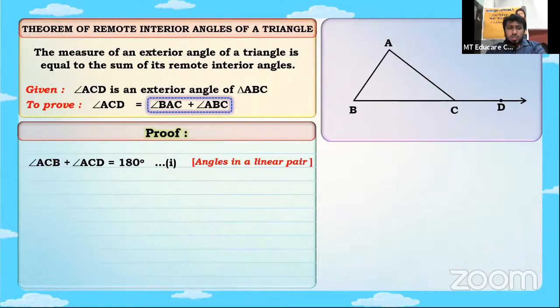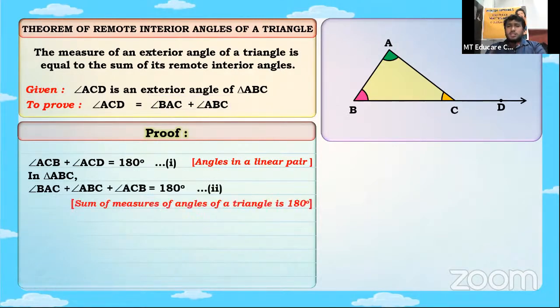Now students, observe the remaining part of the proof. Tell me students, in a triangle, if I add all the three angles, what will be their sum? Yes, superb. Even that will be 180 degrees. So angle BAC plus angle ABC plus angle ACB is equal to 180 degrees. Sum of measures of all angles of a triangle is 180 degrees.